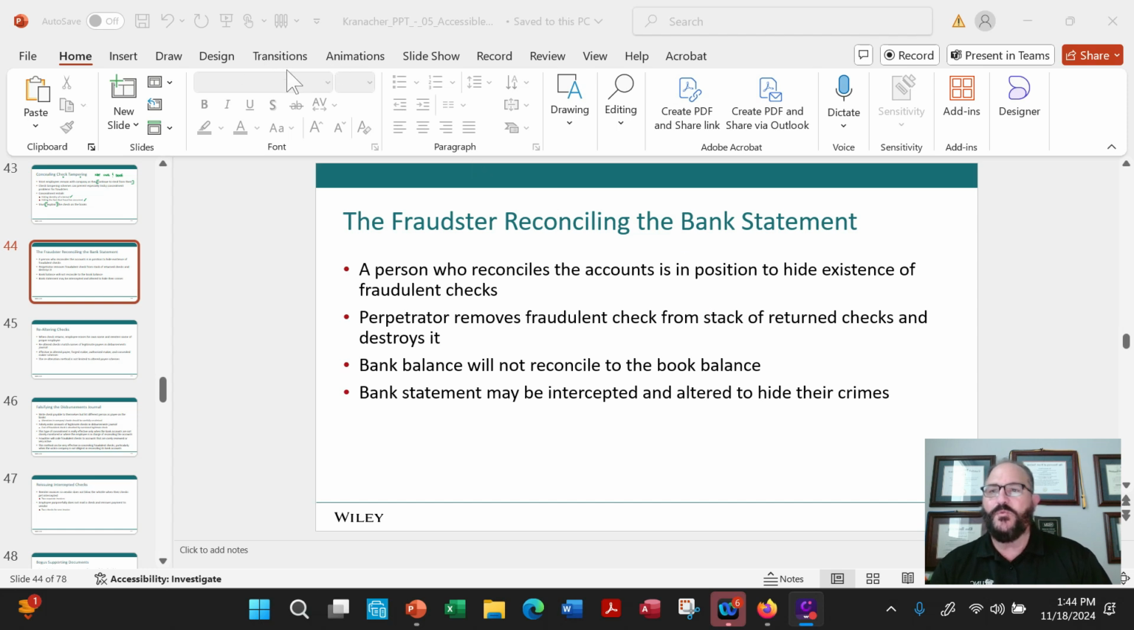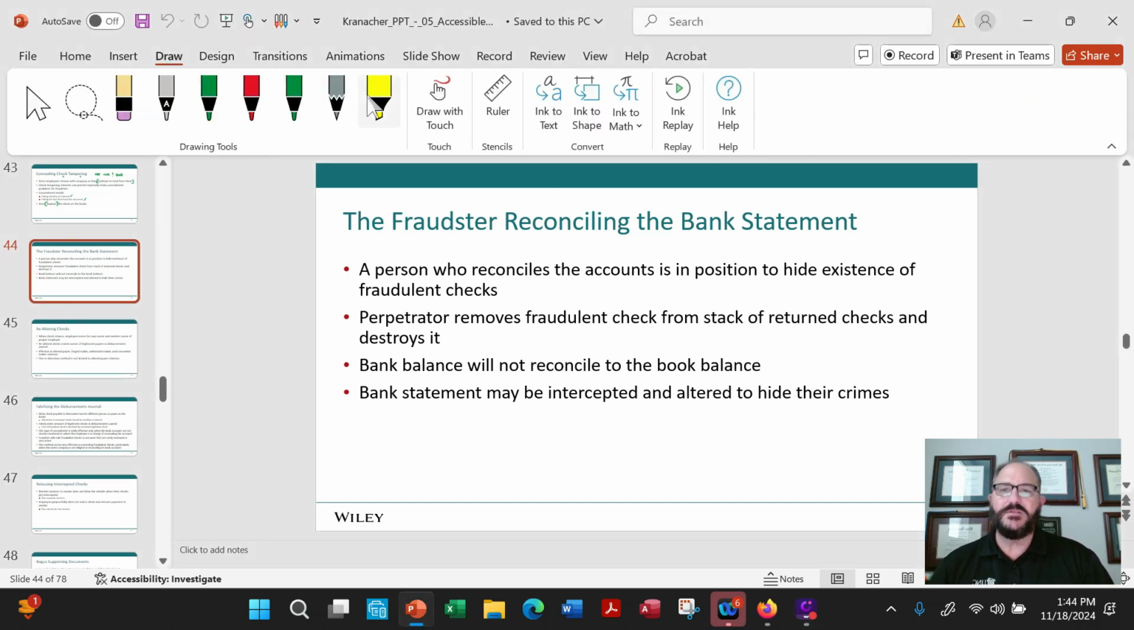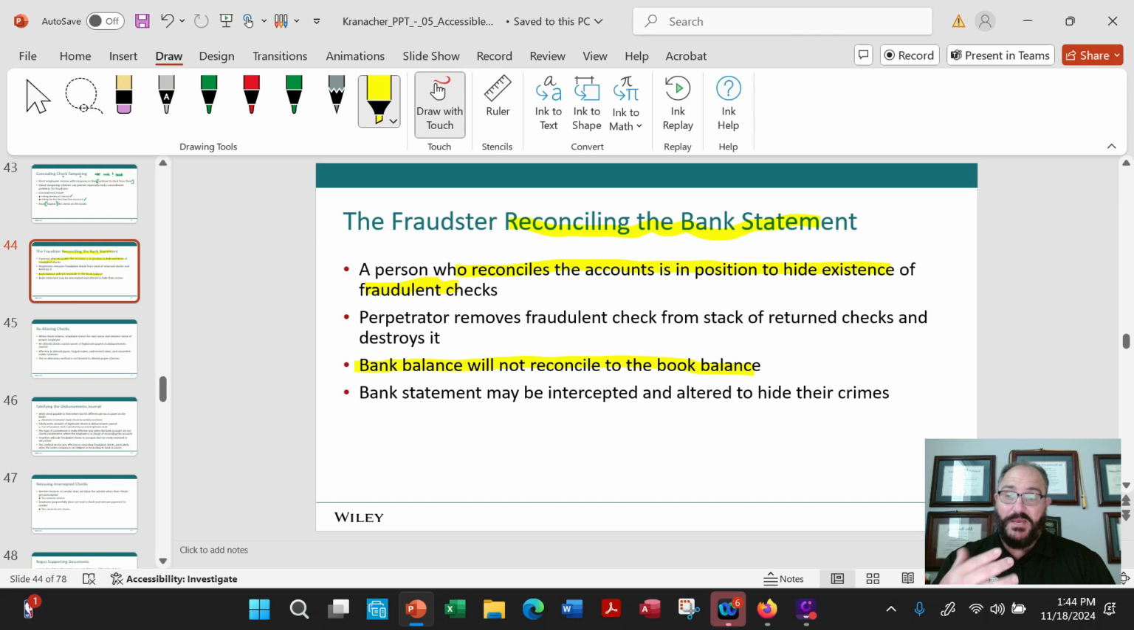So, what are we going to do when a fraudster is looking to reconcile the bank statement? Normally this is a person in a position to hide the fraudulent checks. The biggest problem they're going to have is the bank balance will not reconcile. They're going to have to force that balance somehow. We're thinking paper here, but notice it says the bank statement may be intercepted and altered. Now a lot of things are done electronically, so I'm not sure how well that would work, but that's how it had typically been done in the past.